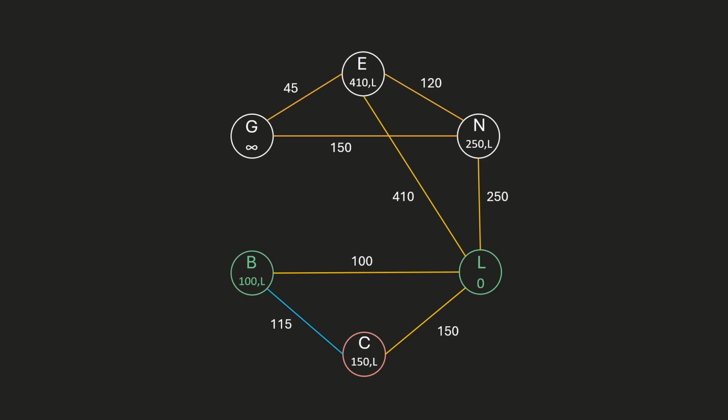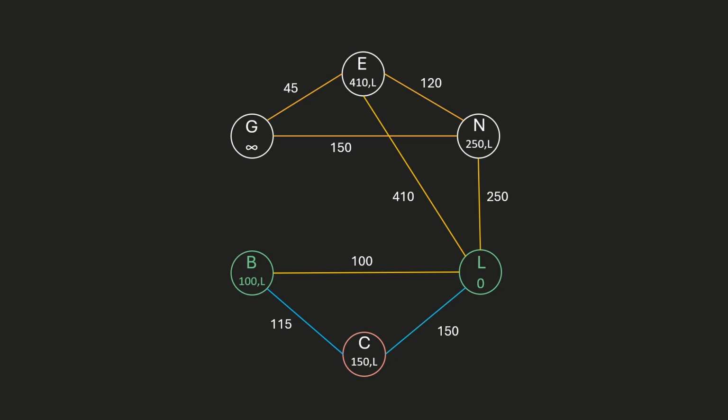Now, the cost to go to Birmingham from Cardiff would be 150 plus the weight on the edge, which is 115. So that will be 265. Now 265 is greater than Birmingham's current total cost, which is 100, which means that going to Birmingham from Cardiff is going to be less optimal, or it's going to take longer than going to Birmingham straight through London. So we won't update the total cost of Birmingham in this case.